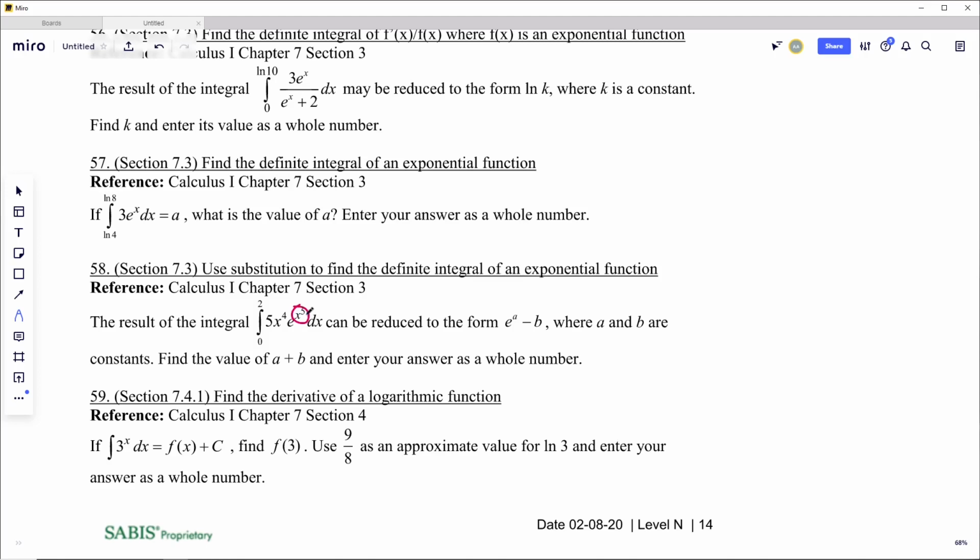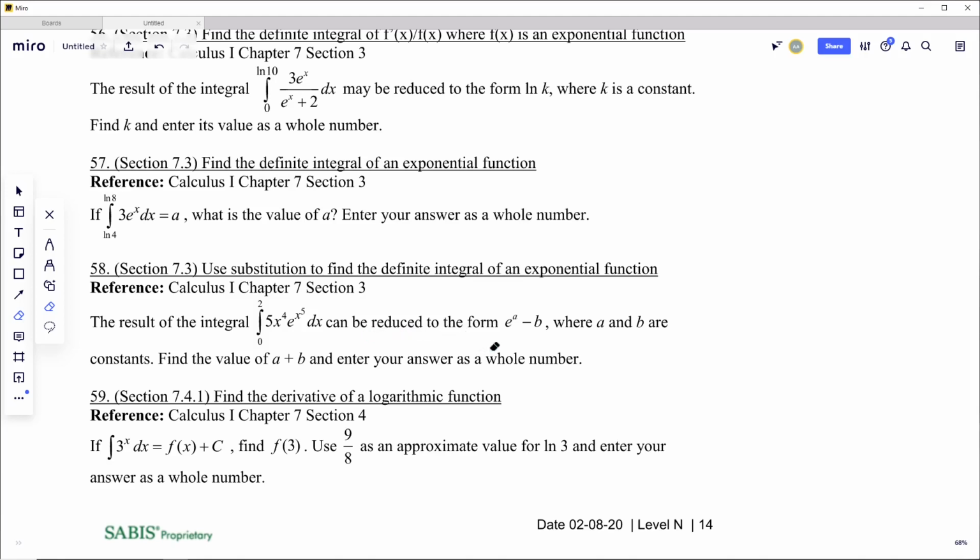If you notice, the derivative of this is 5x to the power 4, which happens to cancel with this. So if you're that fast and you notice, you can just immediately go like, the integration of this is nothing but this, and then from 0 to 2, substitute, it's e to the 2 to the power 5, that's 32. E to the 0 is nothing but 1, minus 1. And this is a, this is b, so just add them up, you get 33, which is actually the answer.